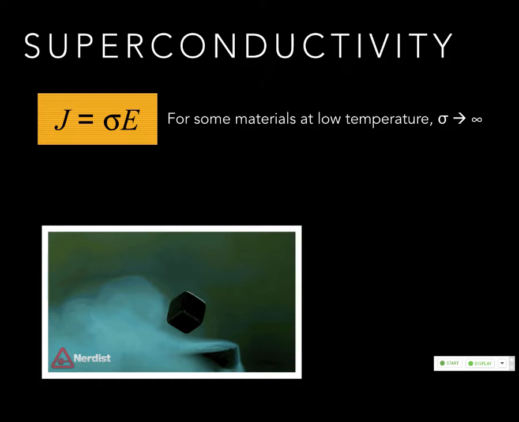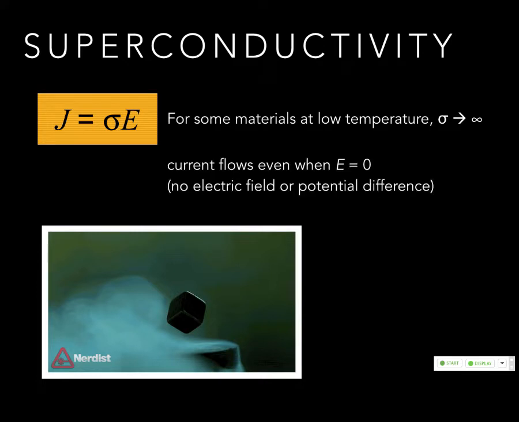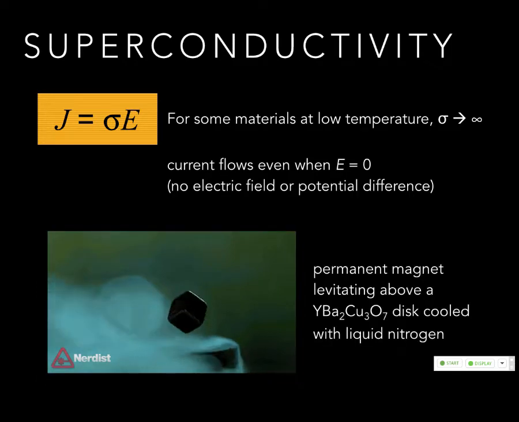And this ends up being really strange. That means you can have current flowing even when you have no electric field, or no potential difference. So you can get currents without having electric fields to move them. So you can do things like levitate stuff. Here's a permanent magnet levitating above a superconducting disk cooled with liquid nitrogen, all right?